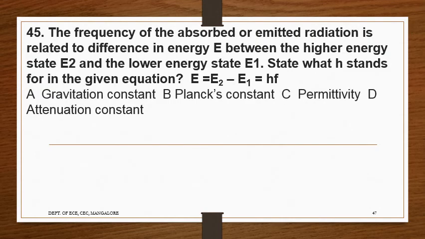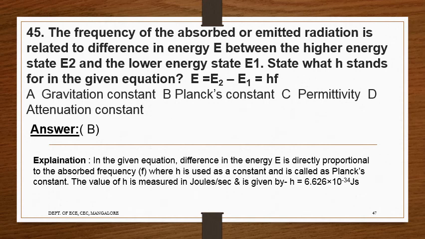The frequency of the absorbed or emitted radiation is related to difference in energy E between the higher energy state E2 and the lower energy state E1. State what H stands for in the equation E is E2 minus E1 is equal to HF. A, gravitation constant, B, Planck's constant, C, permittivity, D, attenuation constant. The answer is B, Planck's constant.